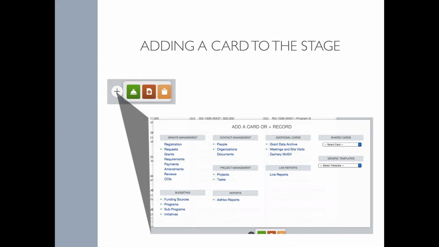So if you were to click on any of the labels that we see here, from registration to people to projects and so forth, that's what's gonna open the card on your stage. If you click the green plus button right next to it, it's gonna open a new record for that model. Very similar as before.